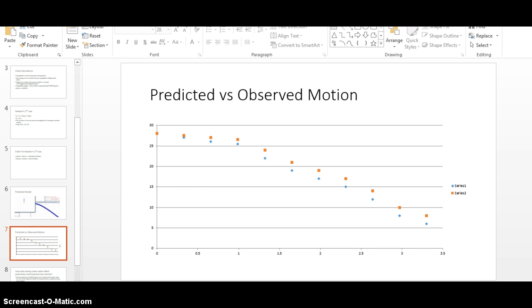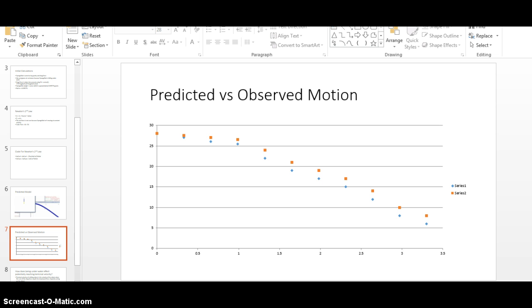Now after analyzing SpongeBob's motion using Tracker, I was able to compare my predicted model versus my observed model's motion. And as you can see, there is some slight deviation. Now this was taken over an approximately 3-second interval because SpongeBob's fall was approximately 3 seconds. You can see there's a slight deviation here, but it's pretty spot on.